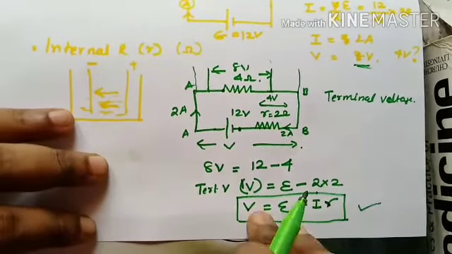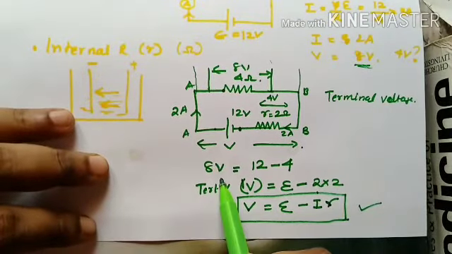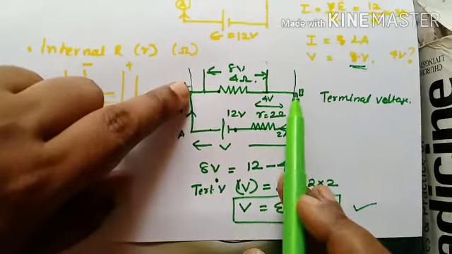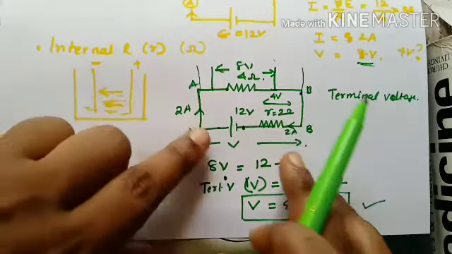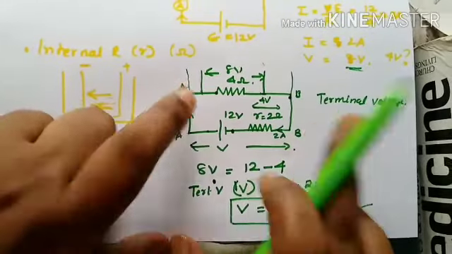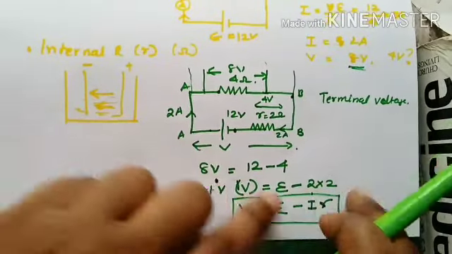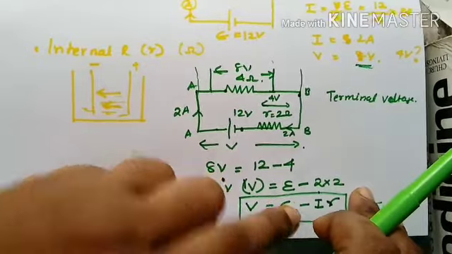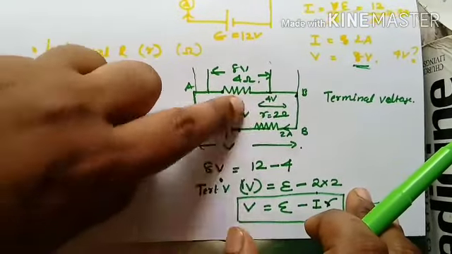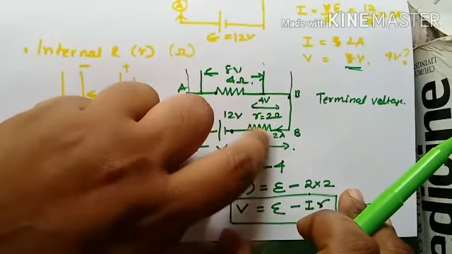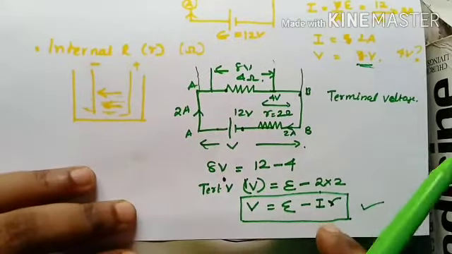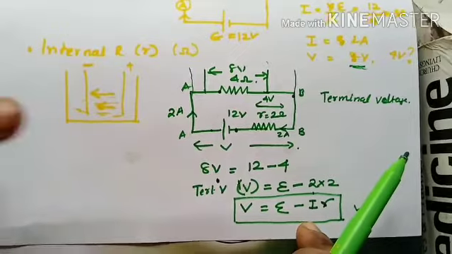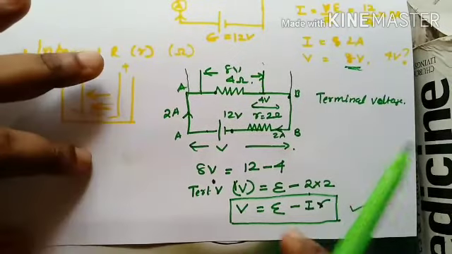Right? How did we come up with this? 8 volt is the terminal voltage. That is the voltage which is produced when the cell is connected to an external circuit. That is always less, right? It is equal to the EMF of the cell minus the voltage which is taken by the internal resistance. It is very easy to understand. Clear?